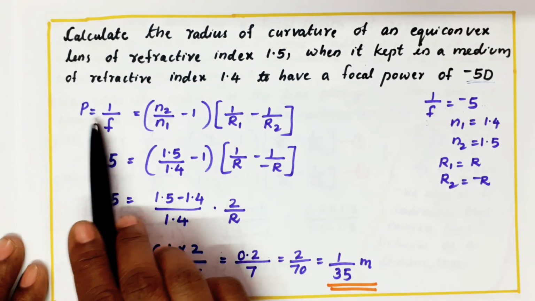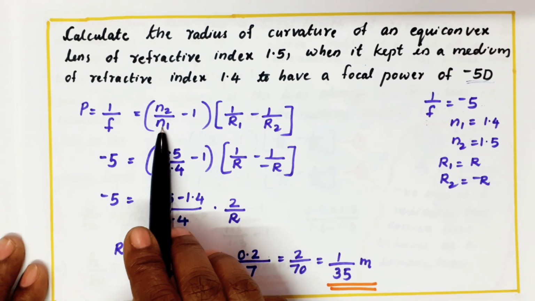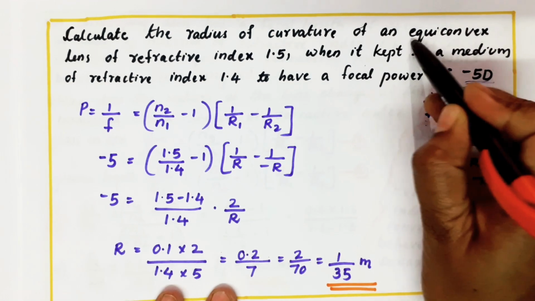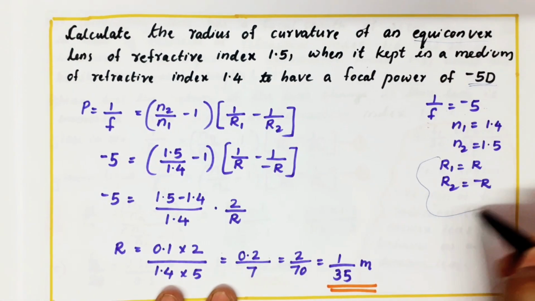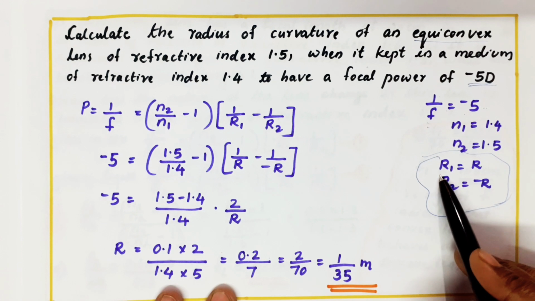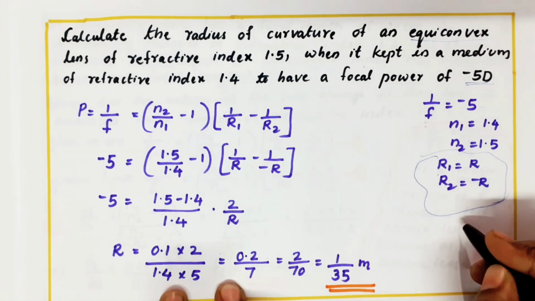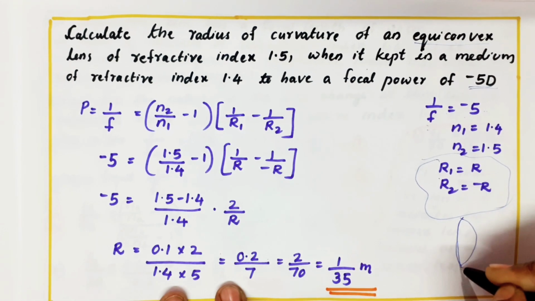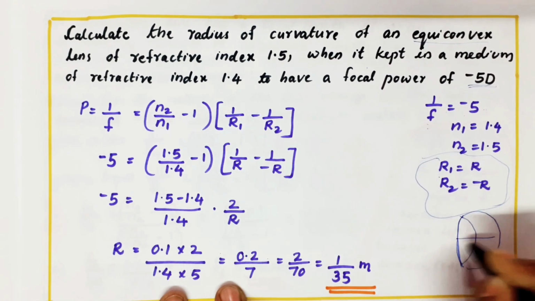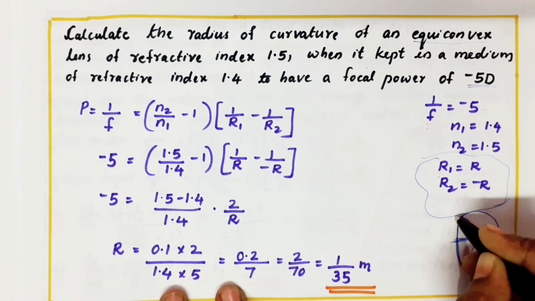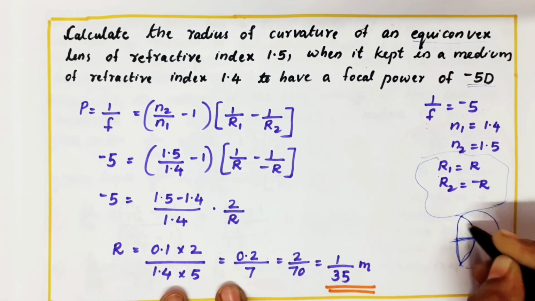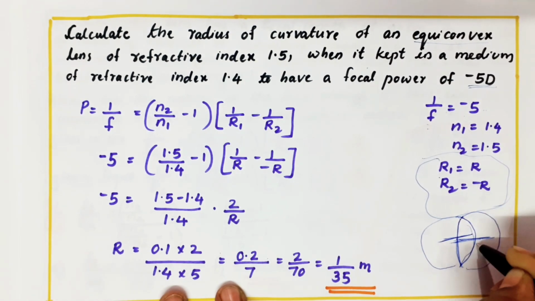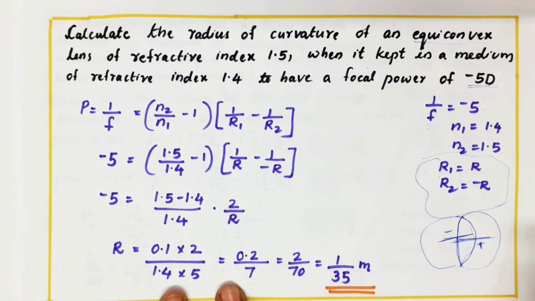Then I use the same formula only. I have written a P here. P equals 1 by f equals n2 by n1 minus 1 into 1 by r1 minus 1 by r2. They gave in the question that it is an equiconvex lens. So in an equiconvex lens, you have to remember the convention: R1 should be R and R2 should be minus R, because you take this convex lens. If you are taking this surface, this should be the radius of curvature, and it will be positive. But if I am taking this surface, this should be a radius of curvature, so it is coming in the opposite direction. So this R should be positive and this R should be negative.